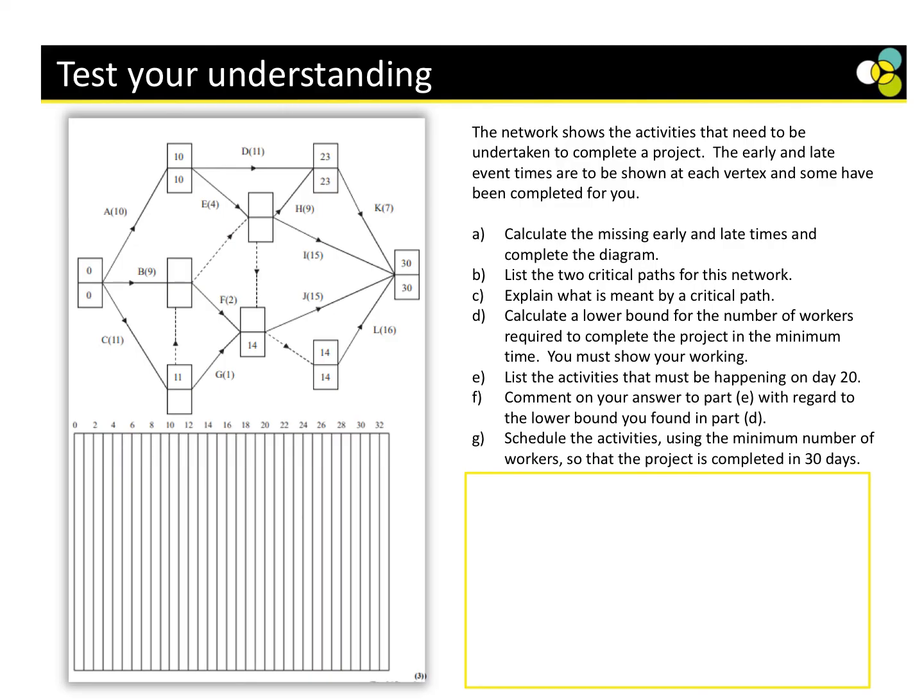Okay, so here is a typical exam question, and we're just going to go through this step by step. Calculate the missing early and late times and complete the diagram. We're always going to try and go in alphabetical order, because you'll find that normally that's the best way. So we've got 9. From here, I can either do 9 or 11. Which one am I going to choose? The highest one, which is 11.